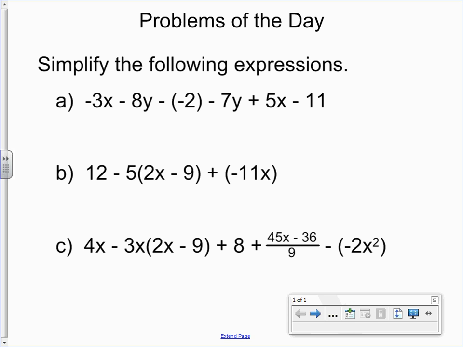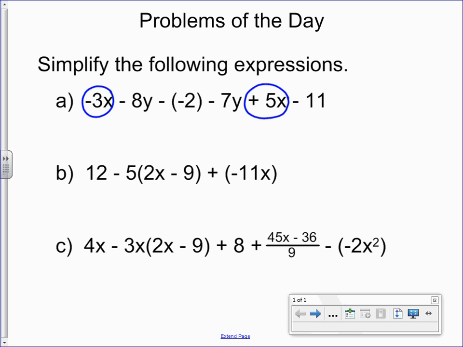So for A, we have to simplify. There are two ways that we talked about simplifying: combining like terms and the distributive property. This problem does not have any distributive property, so we're going to combine like terms right away. When I look at this problem, I see a negative 3x, and I also see a 5x. Those are like terms, so I'm going to combine them.